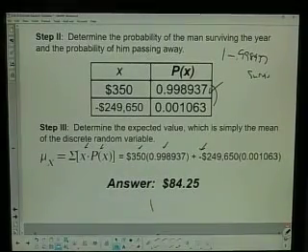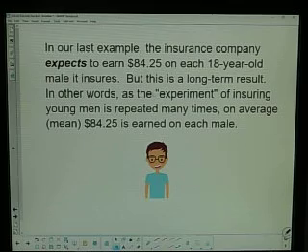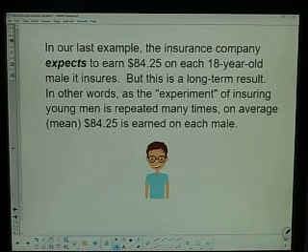Okay, if you got that, great. If you didn't, go ahead and try it again. Or just pause and contemplate this for a moment. Think about it. In our last example, the insurance company expects to earn $84.25 on each 18-year-old male it insures. But this is a long-term result. In other words, as the experiment of insuring young men is repeated many times, on average, $84.25 is earned on each male. As they just keep on insuring more and more.